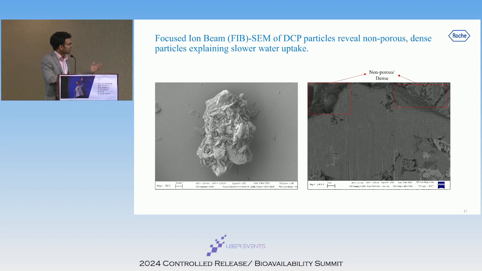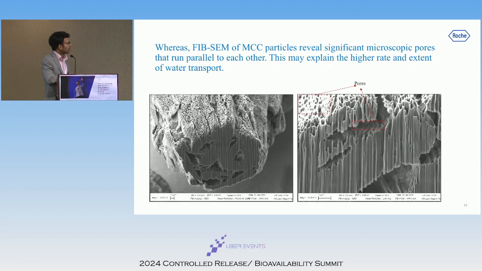So what we see here is for the pure DCP particle, the particle is highly dense and it lacks pores, which we were able to also see from MFV SEM. But in case of MCC, we were able to see these numerous pores that were inherently attributed to the MCC particles. And these pores run parallel to each other like tubes. And we believe that because of this, the water uptake rate is rapid.